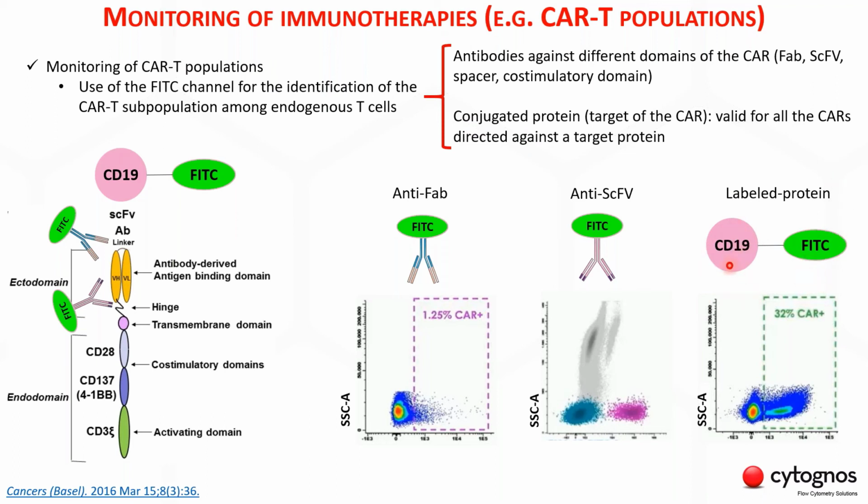In this case, CD19 is the target protein of the CAR. So the advantage of this method is that the labeled protein can bind to all CARs that are directed to CD19, independently of the structure of the CAR. But also, no matter which strategy you follow, the advantage of this panel is that you can monitor the immunotherapy.